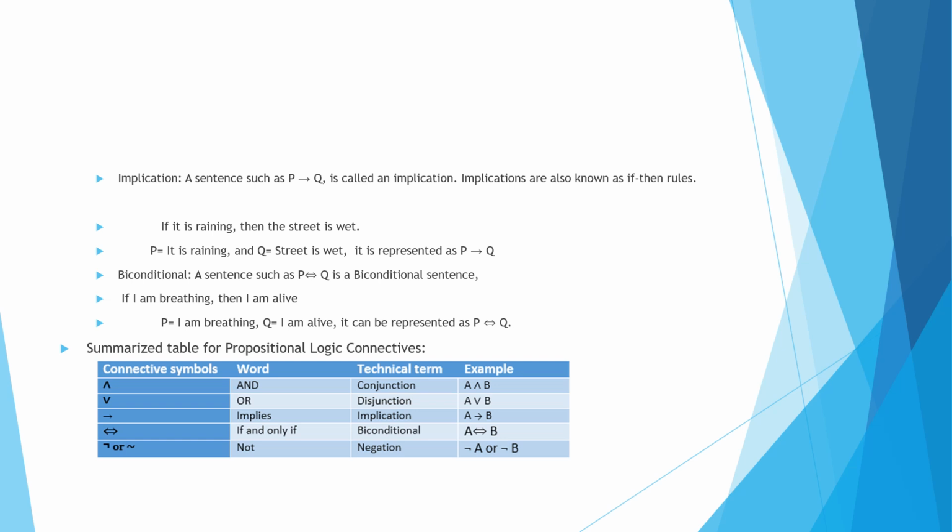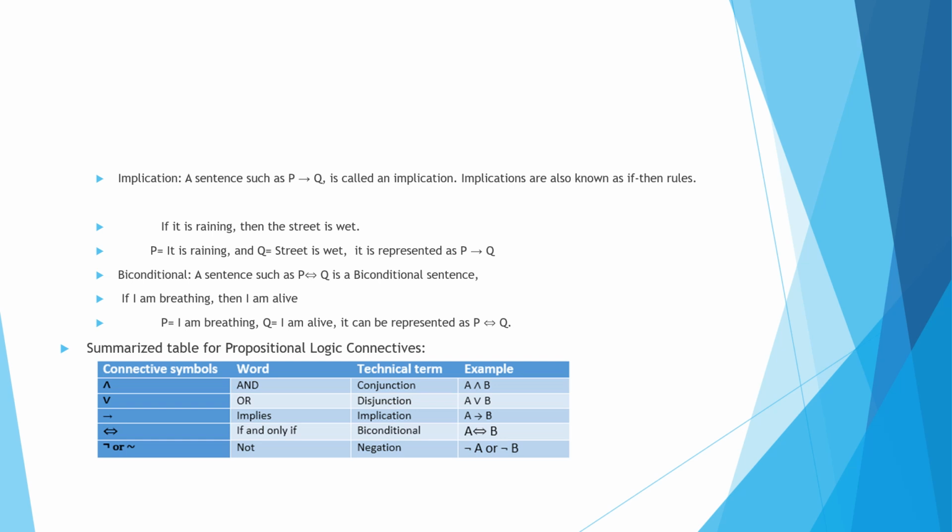And we have seen the example. First, AND. We represent it like this, and we use the technical term conjunction, for example A and B. And the second one we call OR. So this is A or B. So we use the word OR and the technical term disjunction, A or B.